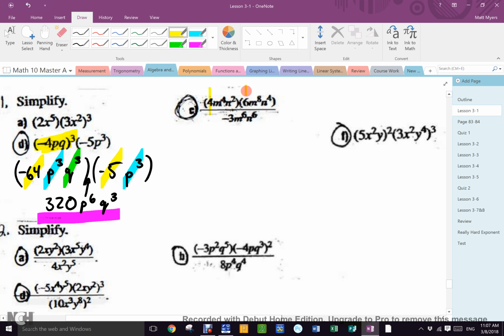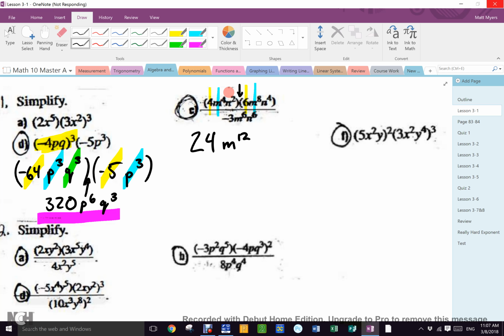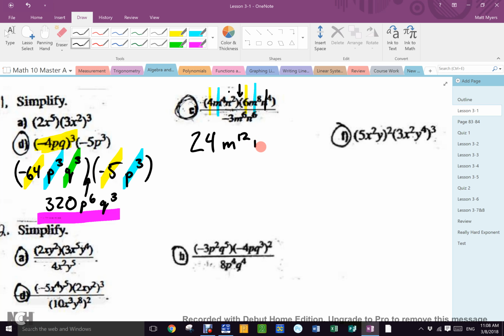What is 4 and 6? What is happening to them? Multiply. What is it? 24. What is happening to M and M? Adding. What is 4 plus 8? M to the 12th. What is happening to N and N? Adding to get N to the 6th. Is everybody happy with that? Everybody can do that, yeah?